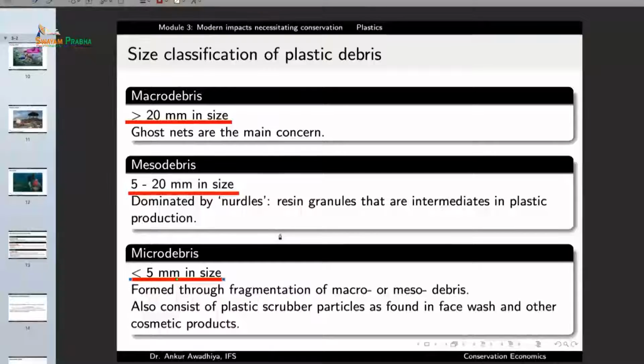So these are the three size classifications of plastics: macro debris greater than 2 centimeter in size, micro debris less than 5 millimeter in size, and meso debris, everything in between.